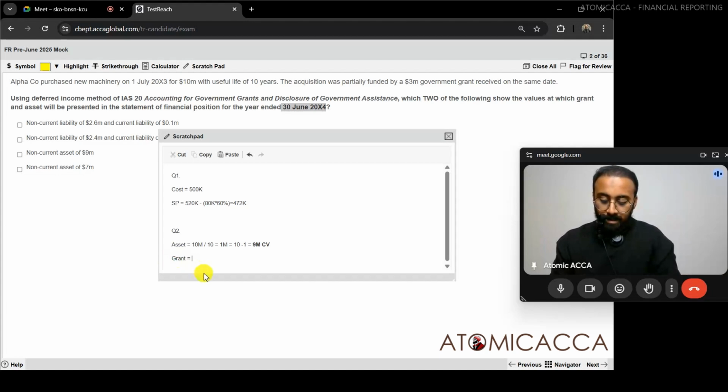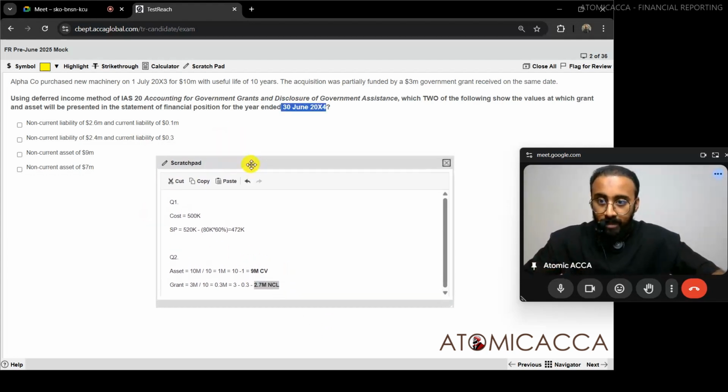So grant is equal to 3 million, and if I release it over 10 years, that will be equal to 0.3 million each year. That means within my non-current liability there's supposed to be 3 minus 0.3 million, that is equal to 2.7 million non-current liability. I will just keep this on hold. Let's see what are the options we have.